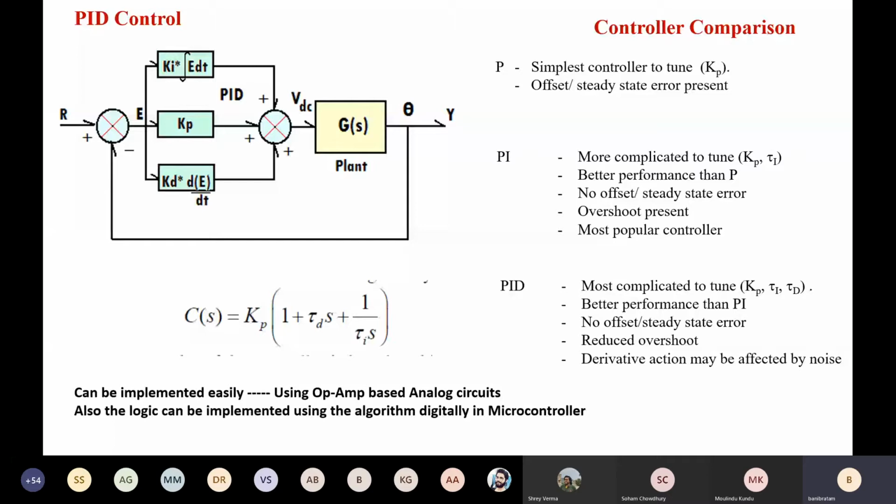Okay, and what you can understand is that these PID are three simple logic. This one is the proportional, that means some gain logic. Then another is the mathematical integration logic. Another is the mathematical derivative logic.